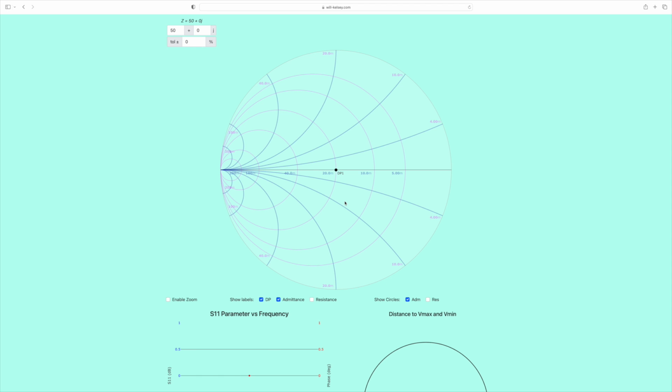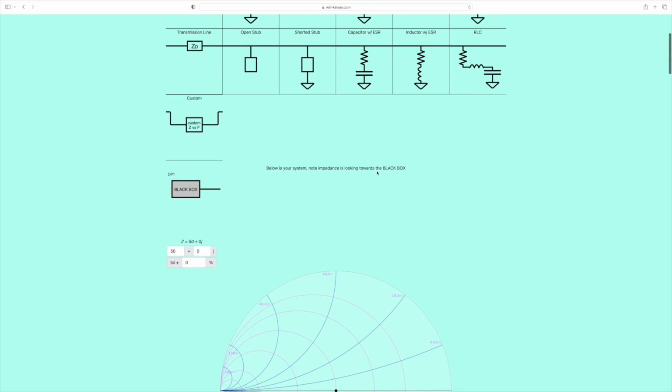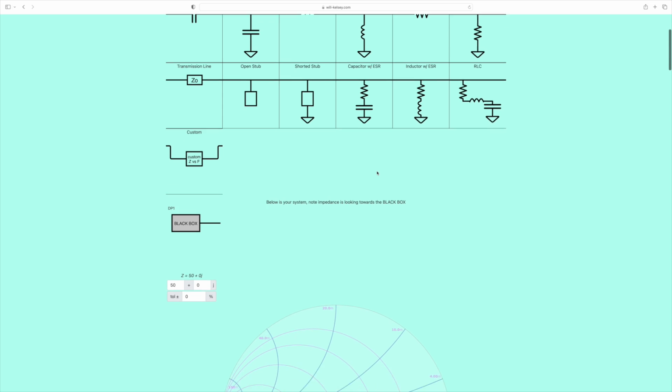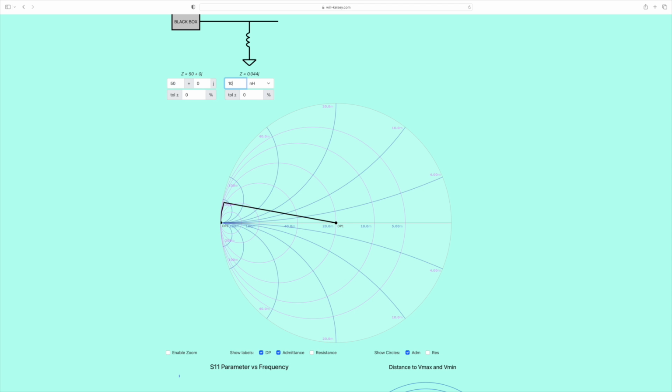But here's the cool thing. Just as we were able to move up and down on circles of constant resistance, so too we can do so on these circles of constant conductance. And the way we do that, last time we used series capacitors and inductors. This time we're just going to use parallel ones. So let's try a parallel inductor, and let's also try 500. So you see what's happening.